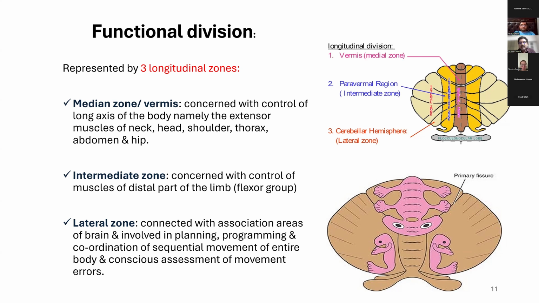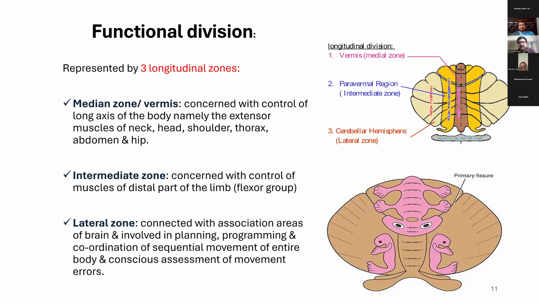And the second one is the intermediate zone. Just next to it, it is concerned with the control of the muscles of the distal part of the limb, especially the flexor group, or you can call it the appendicular portion away from the midline. But we have to remember that it controls the flexor group, especially the distal parts of the limb.